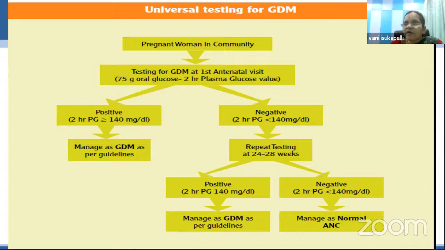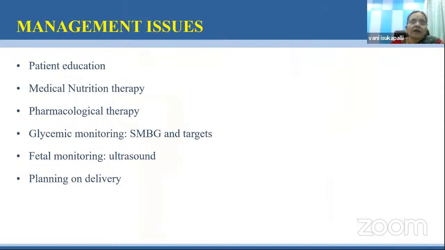If it is less than 140 milligram per dL, we have to repeat the test again at 24 to 28 weeks. If positive, again go by the GDM guidelines. If negative, you manage it as a normal antenatal case. So this is the universal testing for gestational diabetes, and see the cutoff, it is 140 milligram per dL. Suppose the woman underwent the screening test and it is 140 and above. Yes, this is a case of gestational diabetes mellitus.